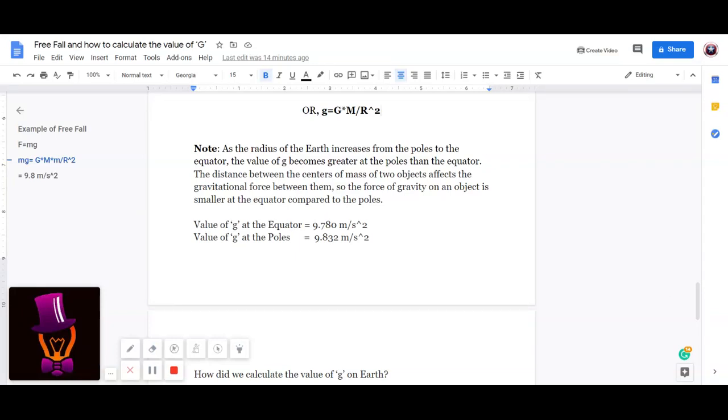The value of small g at the equator is 9.780 meter per second square. It is lower than at the poles because the radius at the equator is more than at the poles. The value of g at the poles is 9.832 meter per second square. This is because the radius at the poles is very small compared to that of the equator.